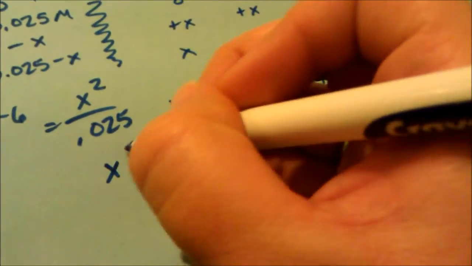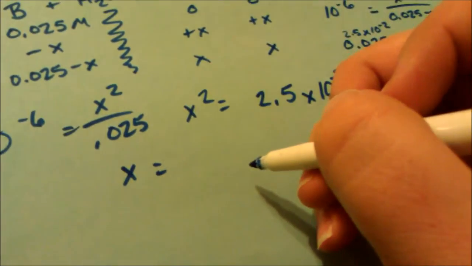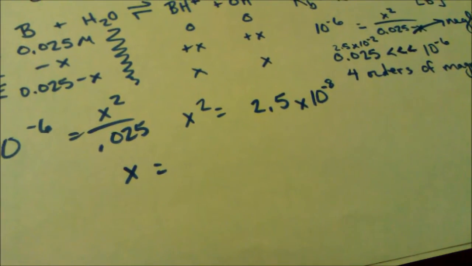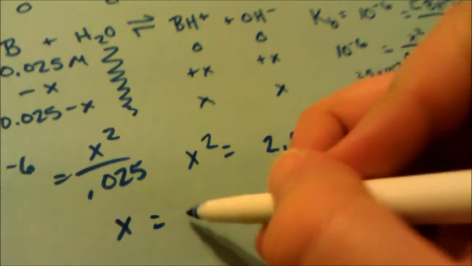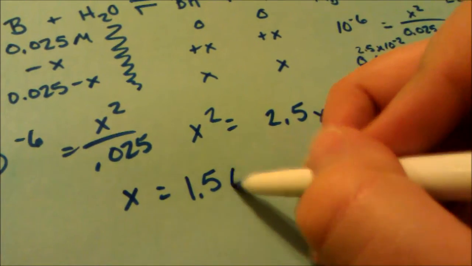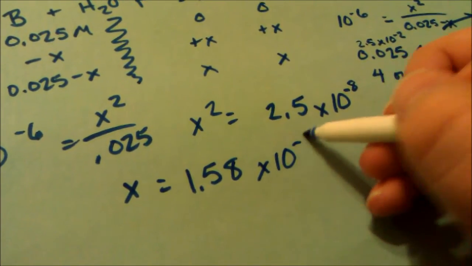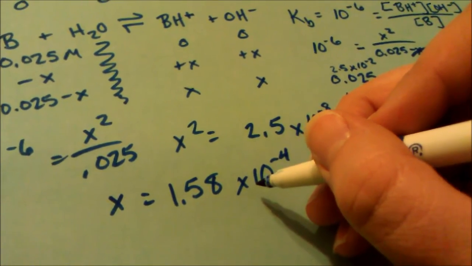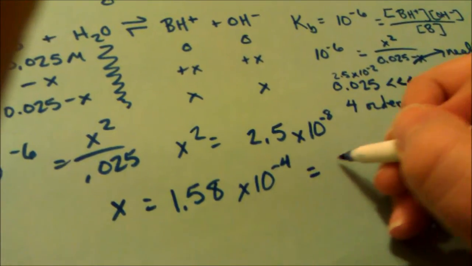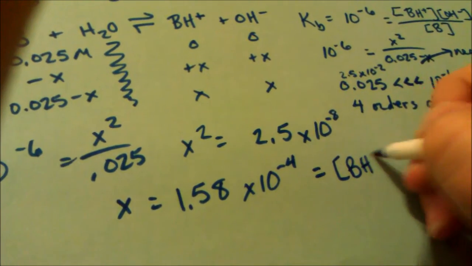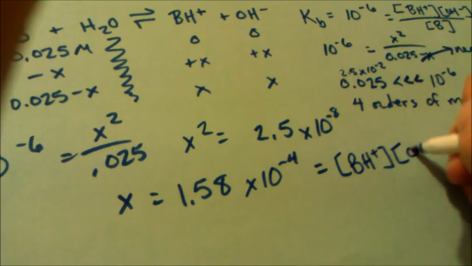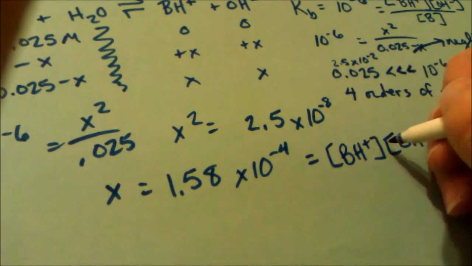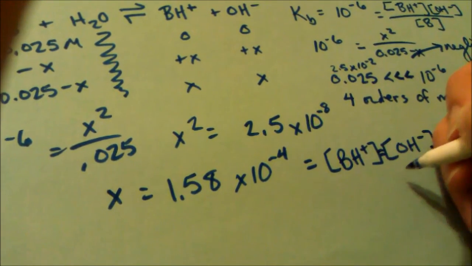Square root of both sides gives us that x is equal to 1.58 times 10 to the negative 4. This x is equal to my concentration of my weak acid as well as my concentration of my hydroxides at equilibrium. There should be another equal sign here.